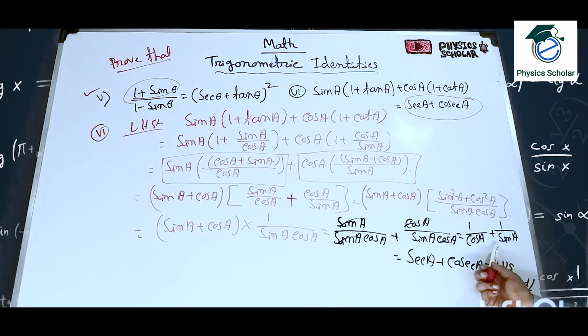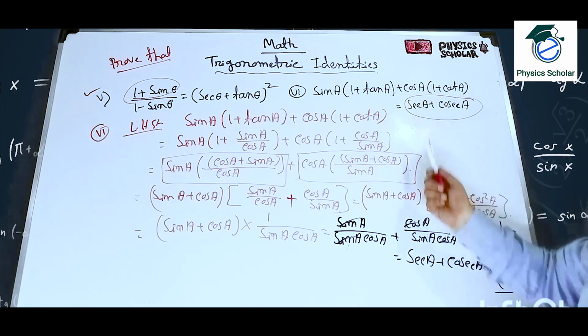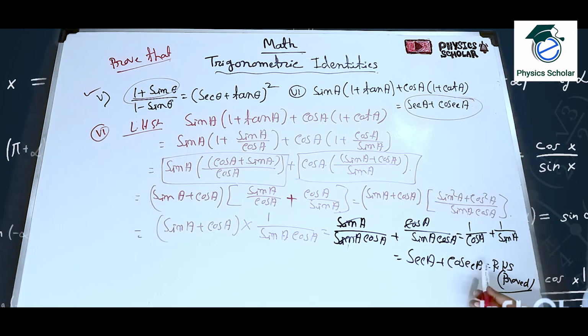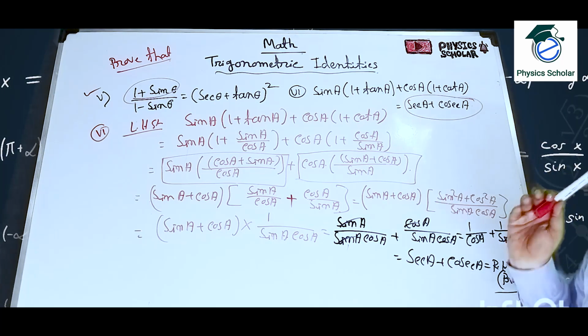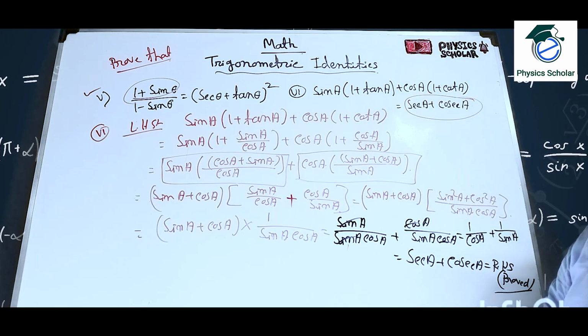So 1 by sin A. So 1 by cos A means what? Reciprocal of sec. So sec A plus 1 by sin means reciprocal of cosec. So sec A plus cosec A is equal to right hand side. Proved. Clear? So students, hope you have understood this.